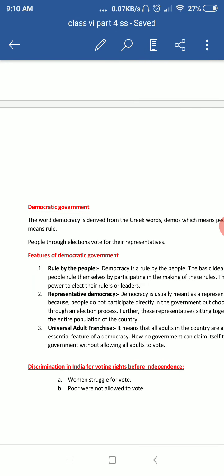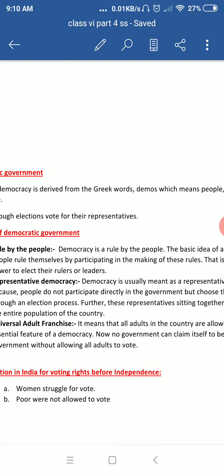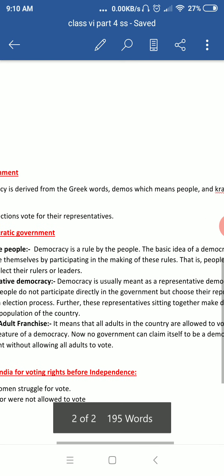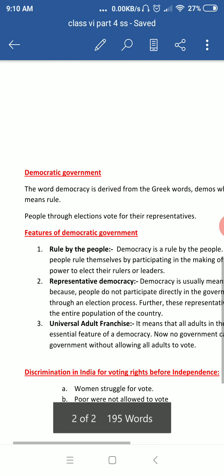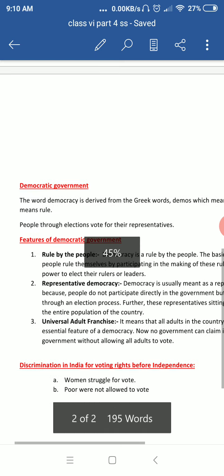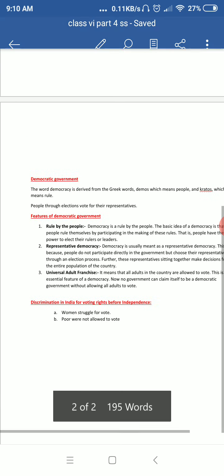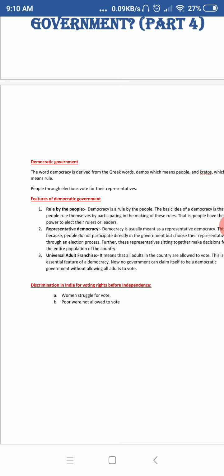Is it clear, children? So the word democracy is derived from the Greek words demos, which means the people, and kratos, which means the rule, right? So here you can understand that democracy means people's rule. Understood? So here people are selecting their representatives by voting, right? Elections are a process in a democratic form of government by which people choose their representatives who form a government, right?